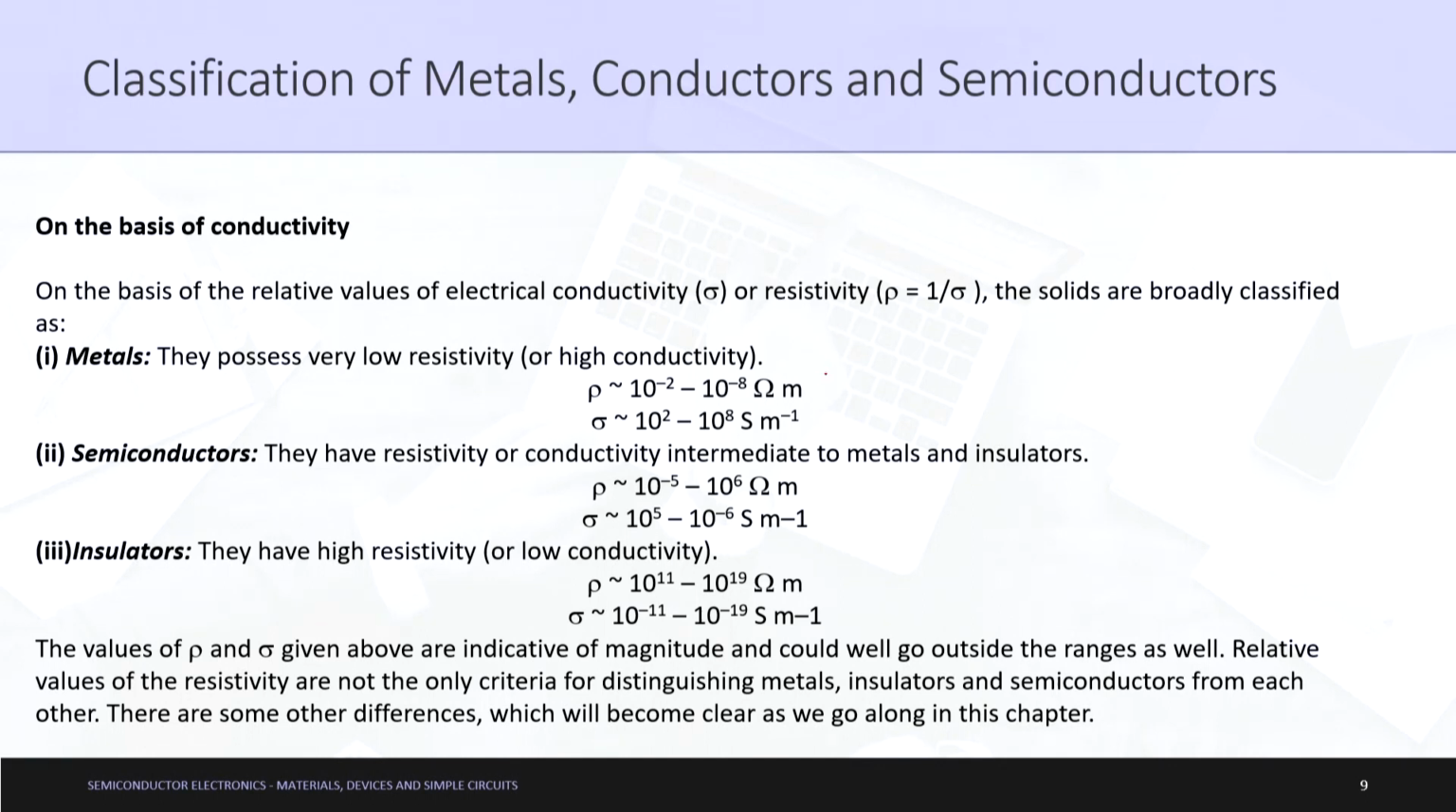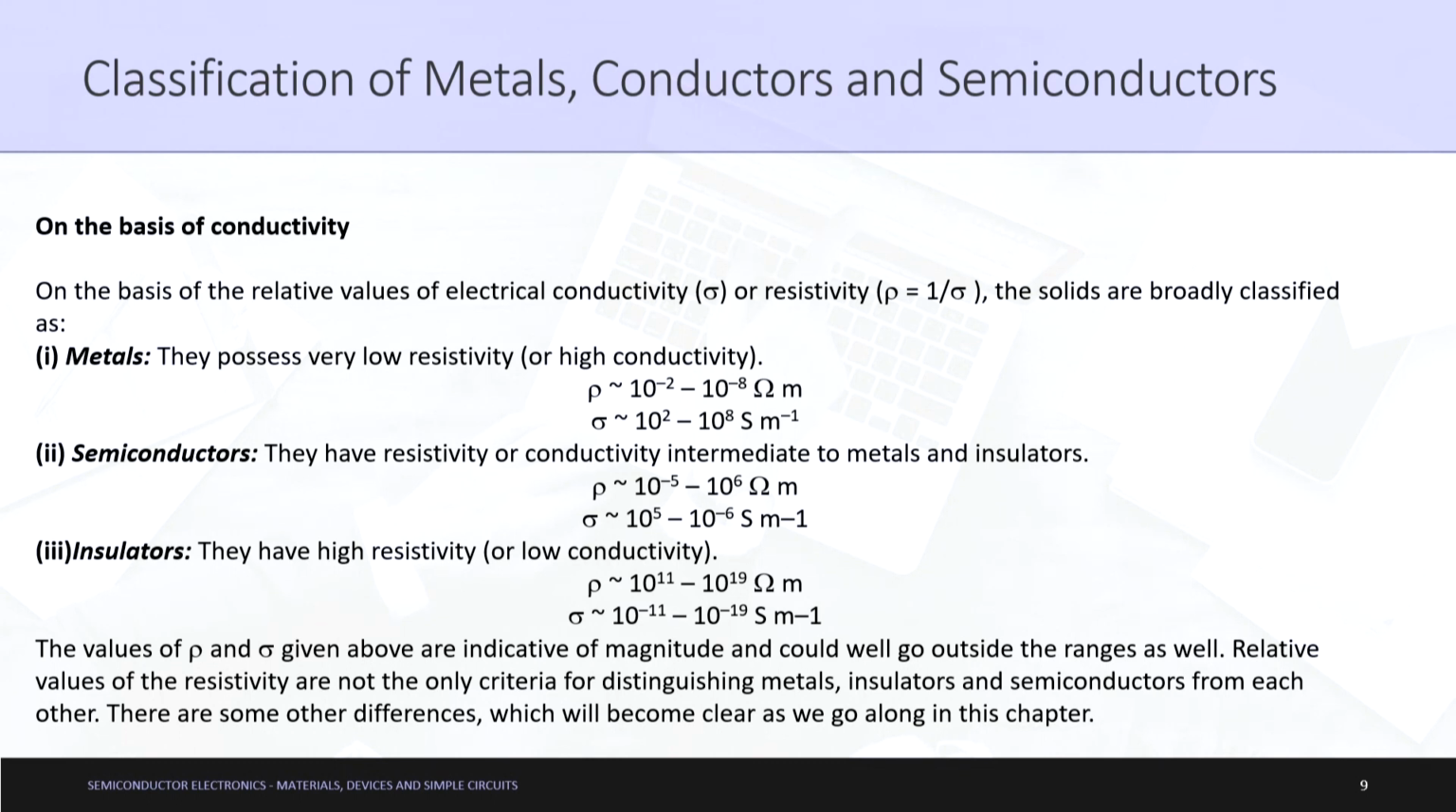So, the rho value for metals is approximately in the range of 10 to the power minus 2 to 10 to the power minus 8 ohm meter, and sigma, that is conductivity, is in the range of 10 to the power 2 to 10 to the power 8 S per meter. You do not need to remember these values. They can be understood as a range: what is the range of your metals, what is the range of your semiconductors, etc.